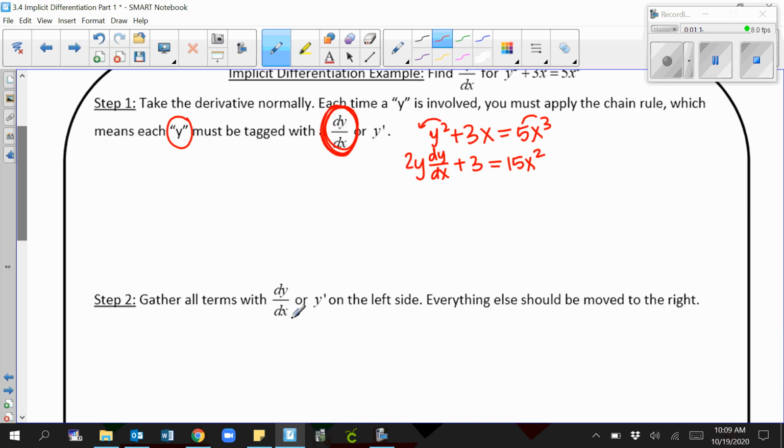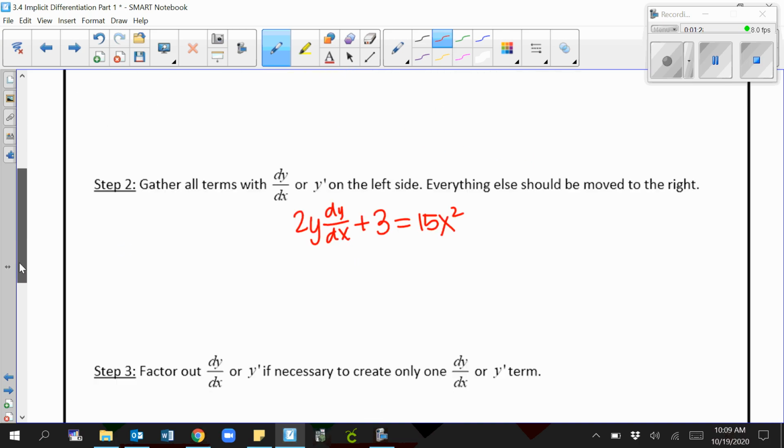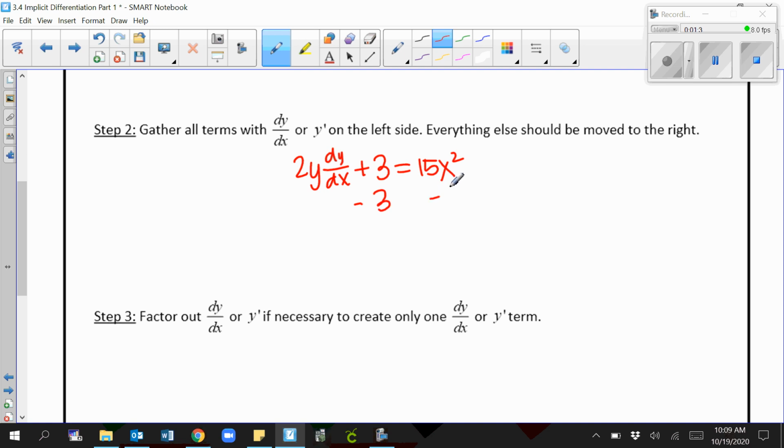So now what I'm going to do is get all the terms with dy dx on the left side and everything else on the right side. So if I have 2y dy over dx plus 3 is equal to 15x squared, I'm going to subtract 3 from both sides. So 2y dy over dx is equal to 15x squared minus 3. And then from there, I'm going to divide both sides by 2y.